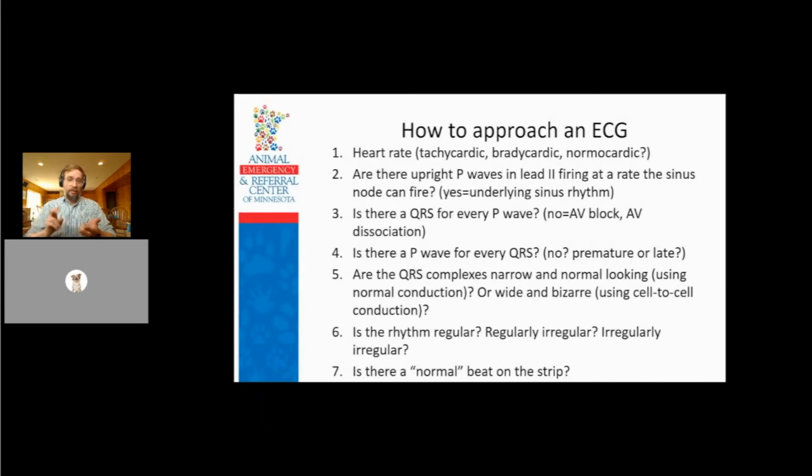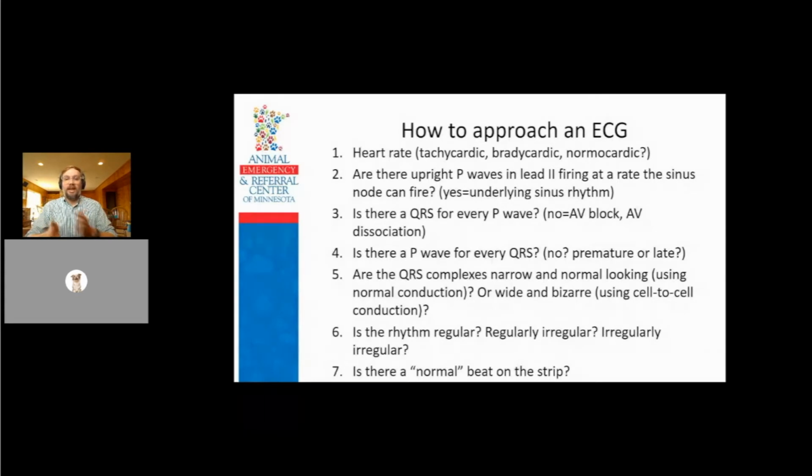So it's easy to do, and it's important, and we often don't do it right away. So that's where I always start. The next is, is there a sinus mechanism going on? So is there an underlying sinus rhythm? And so in lead 2, that's normally upright P waves. And I say, are they present, and are they happening at a rate that the sinus node can do?